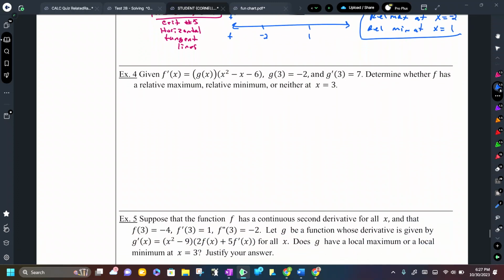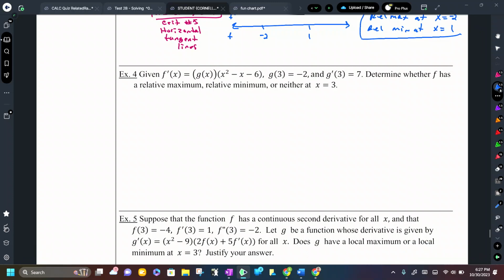Let's go on to example 4. So now we're given the derivative f prime of x is equal to g of x times the quantity x squared minus x minus 6. And they give us some values. They say g of 3 is negative 2 and g prime of 3 is 7. And we're going to determine whether f has a relative max, relative minimum, or neither at x equals 3.